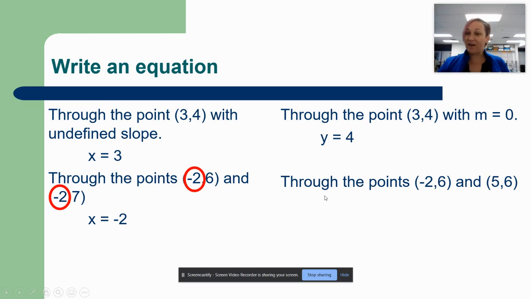Similarly, on my final example for this chapter, it says through the points -2, 6, and 5, 6. In this example, I noticed that my y-coordinates are the same. They're both the number 6. So when the y-coordinates are exactly the same, then my final answer is y equals a number, and that number is 6.